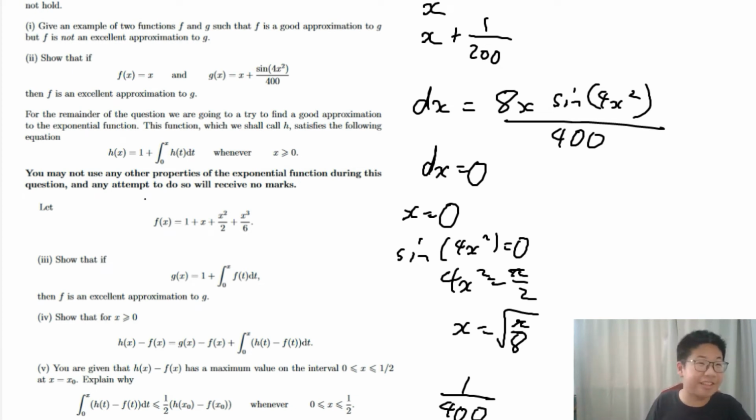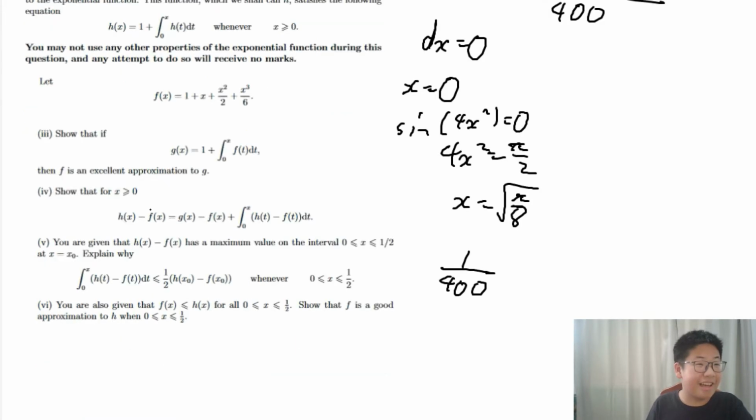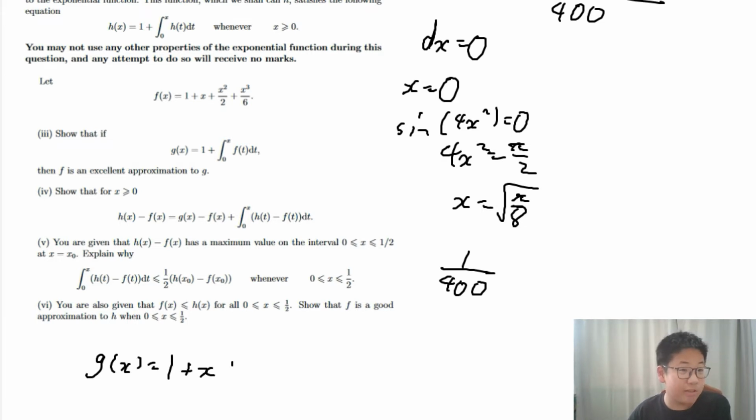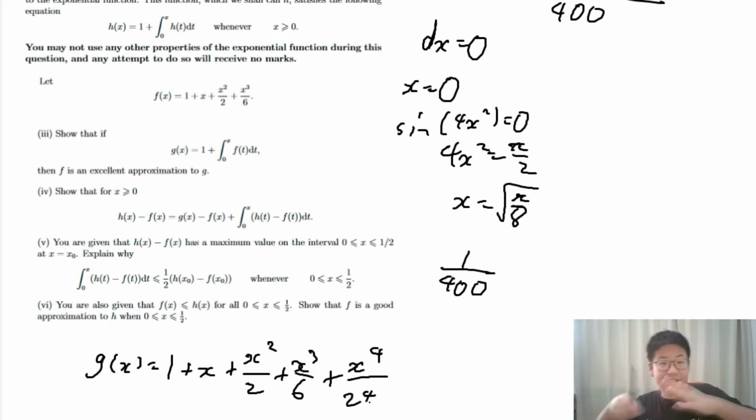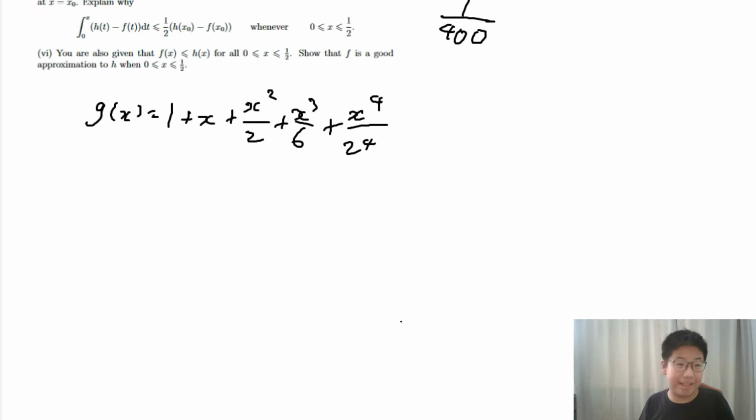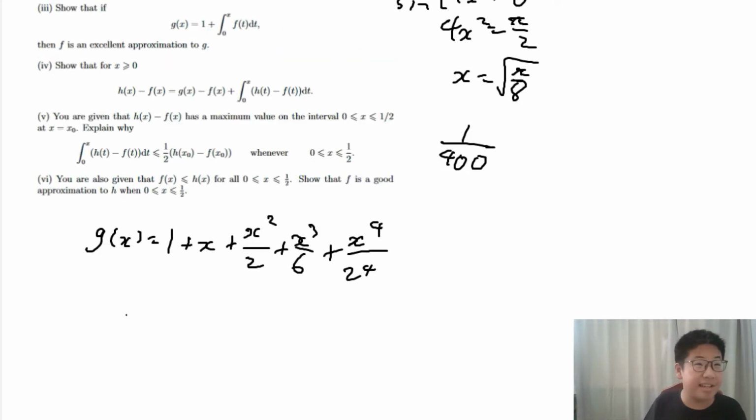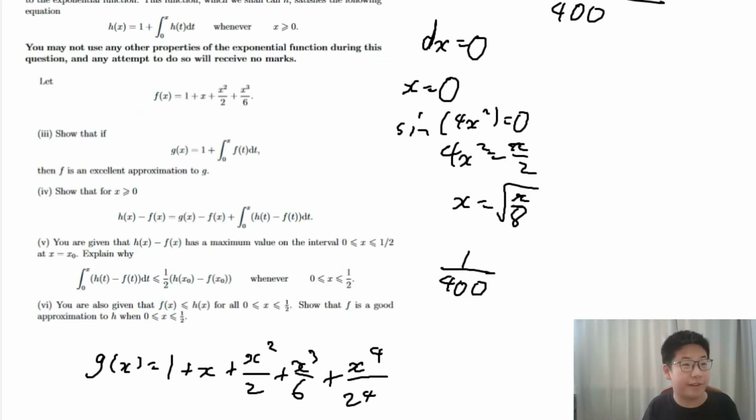Now we're going to use the exponential function. Just kidding, we're going to use the definition of the exponential function. So g of x equals 1 plus x, we're going to integrate this term by term, plus x squared over 2 plus x cubed over 6 plus x to the 4 over 24. Now when you continue integrating this and adding 1, you will get a series which is known as the exponential series. So it's a Taylor series for the exponential function.